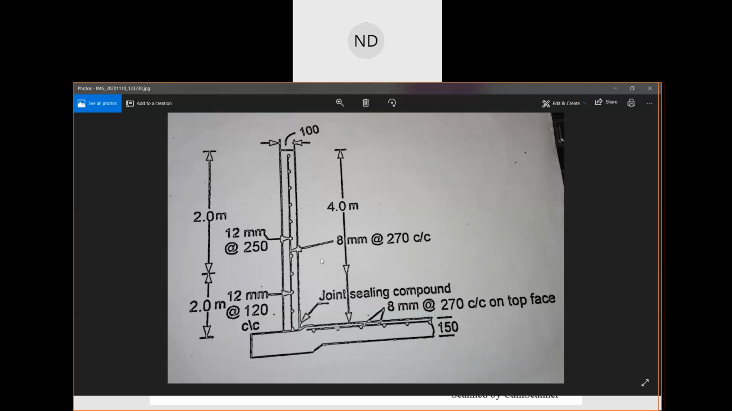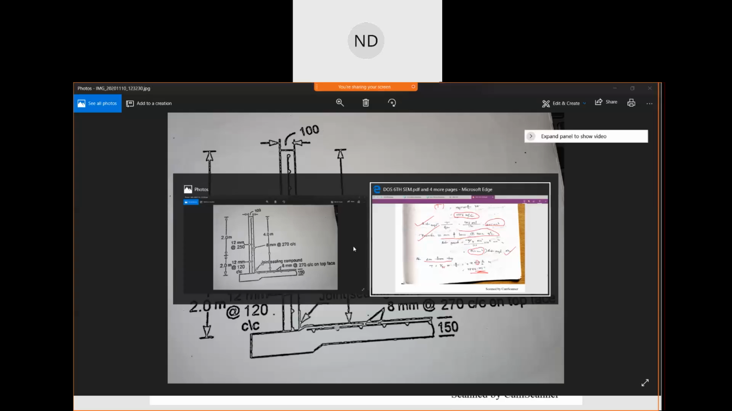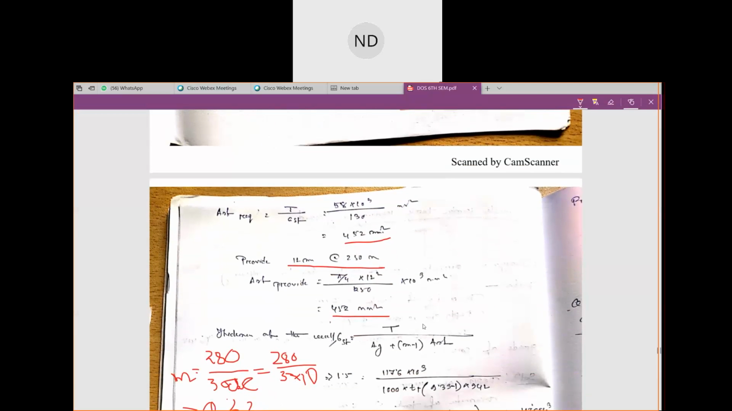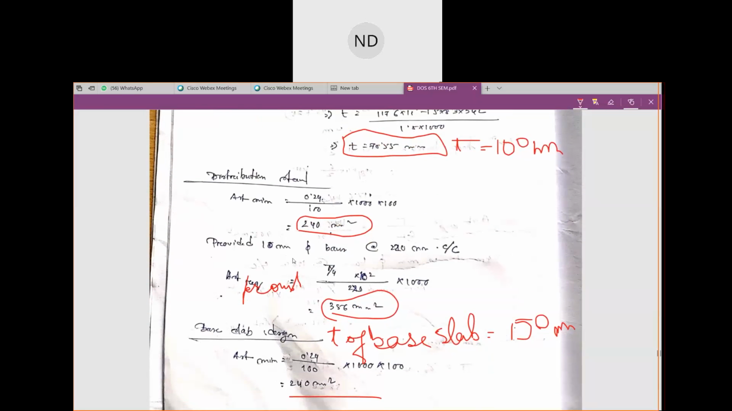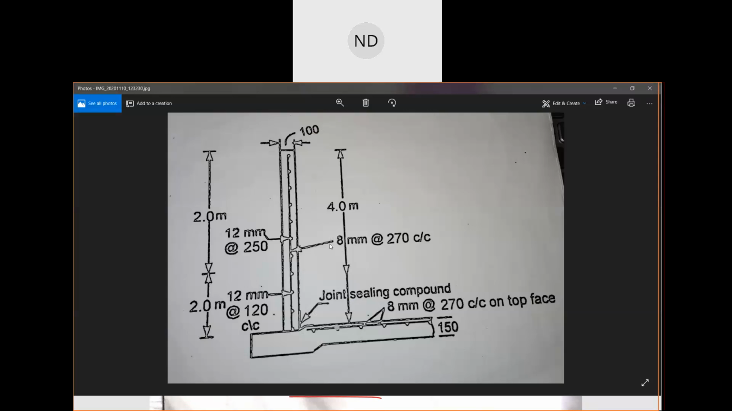Then we have the distribution bar. The distribution bar we had given as vertical distribution. How much have we given? We have given 8 mm at 270 center to center. 8 mm you can give, 10 mm you can give. But in our question I think the student has taken 10 mm distribution. This diagram is for 8 mm.